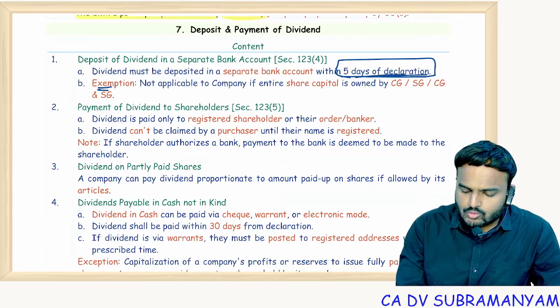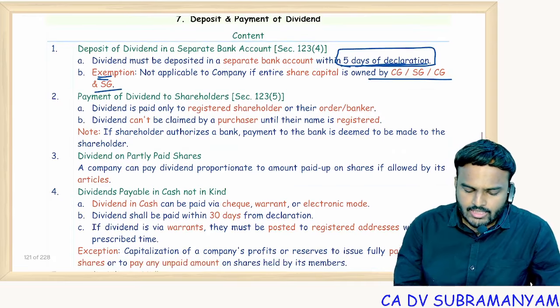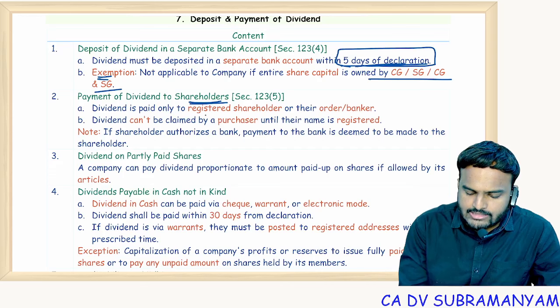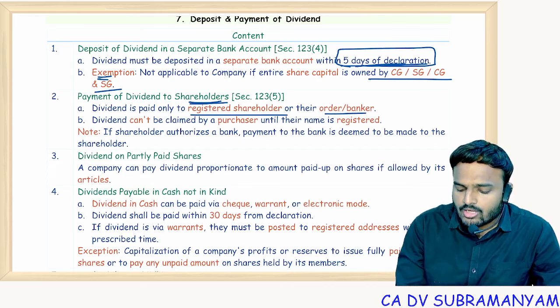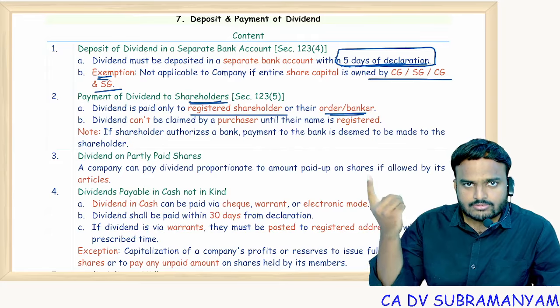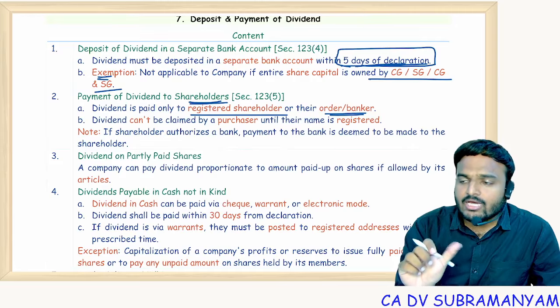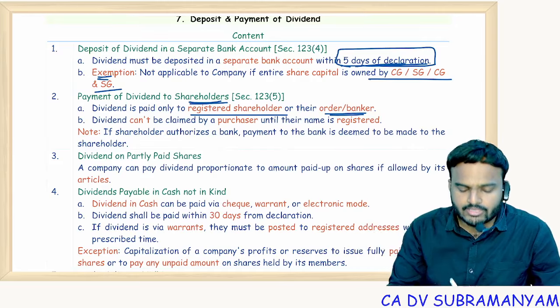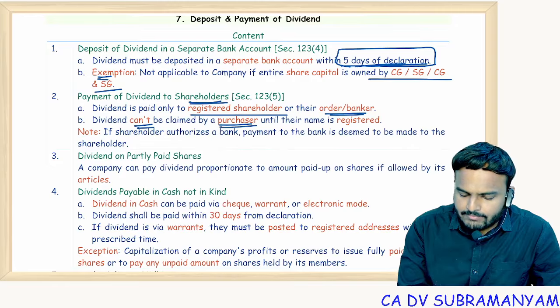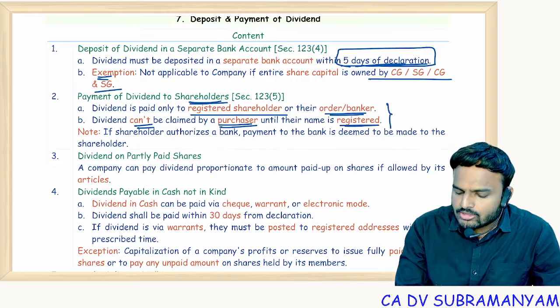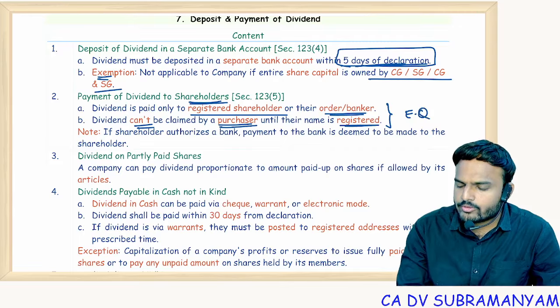Exemption: this rule is not applicable to a government company where 100% capital is held by government. And payment of dividend to the shareholders. Dividend is paid only to the registered shareholder or their order banker. Just now we have seen the question. Dividend to be paid to the registered member. Dividend cannot be claimed by the purchaser until the name is registered. On this point only, an exceptional question I quoted.